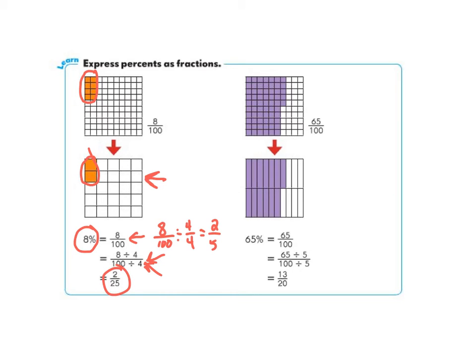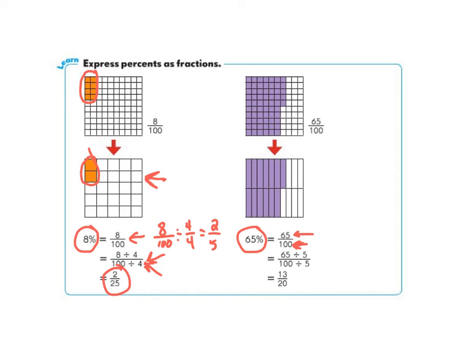And then the purple one, see, we've got 65% here. And how do we turn 65% into a fraction? We always know that percents are out of 100, so that's why we have 100 on the bottom. And however many shaded in this case is the numerator. So 65 out of 100. But we do have to make sure that we simplify if the fraction is the final answer.